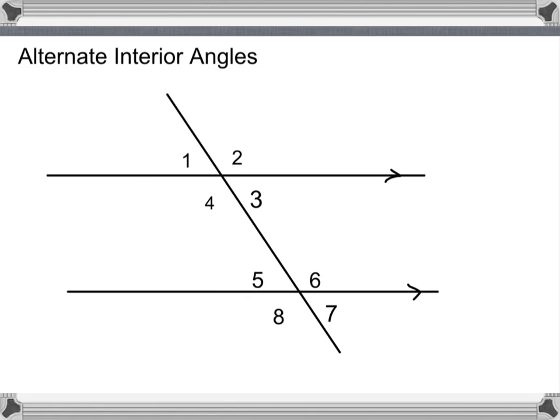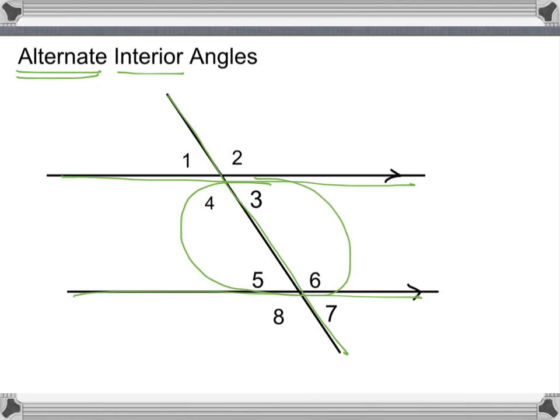Alternate interior angles are also something that you should know. So think about this word, alternate, interior. When these two lines are parallel and there's a transversal that cuts through them, there are four angles that are created on the inside of the two lines. So this is line 1 and this is line 2. 3, 4, 5, and 6 are inside those lines. So these 3, 4, 5, and 6 are interior angles.